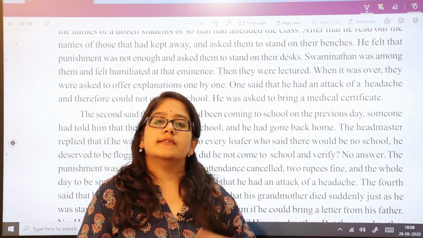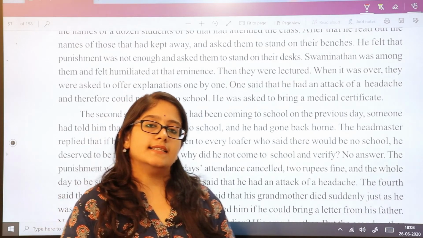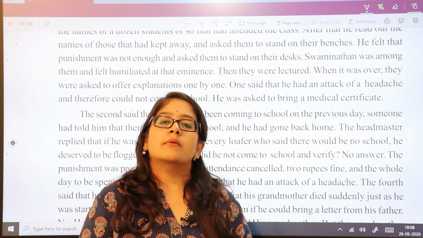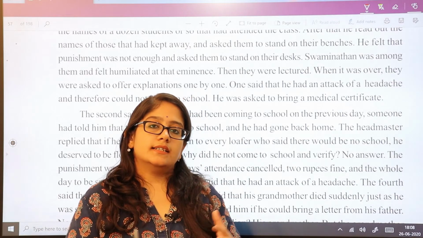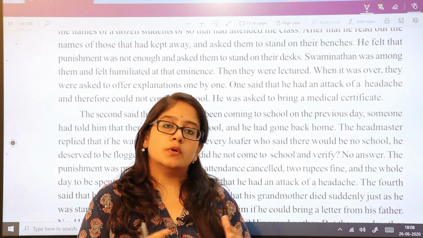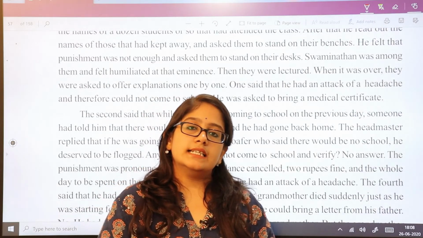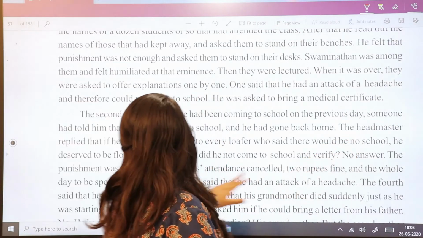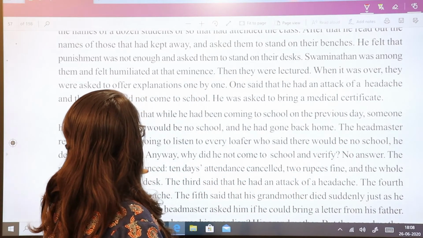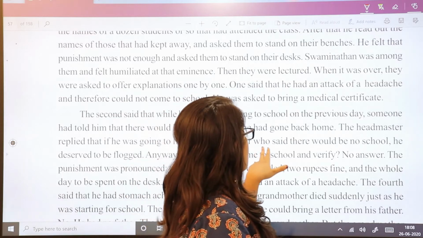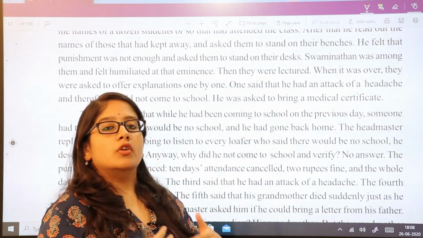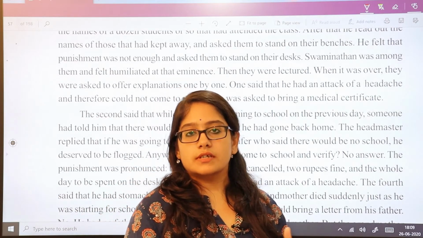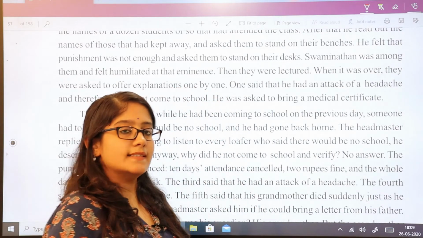So the other boy who was standing says the reason why he did not attend school was that one of the men approached him and said that there was no school. The school was closed for the day and that's the reason why he went back home. Now the headmaster gets angry. The headmaster replied that if he was going to listen to every loafer who said there would be no school. Loafer means a worthless man. Okay? An absolute rascal or a useless person is known as a loafer.